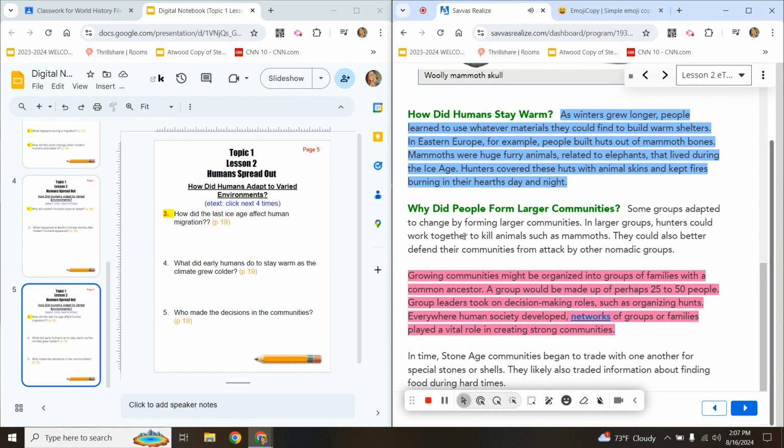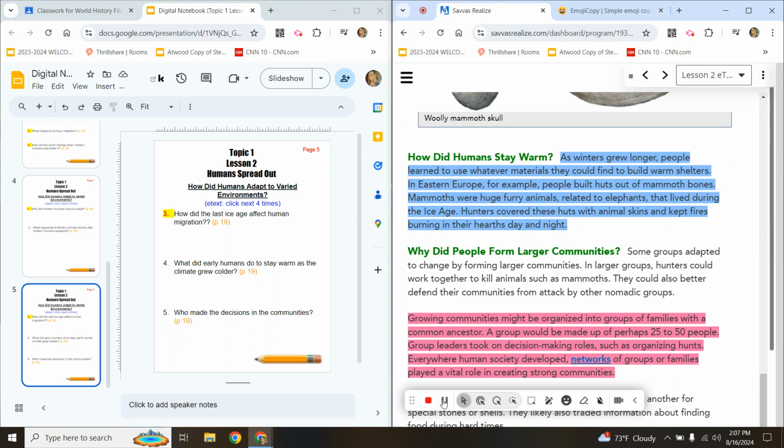How did humans stay warm? As winters grew longer, people learned to use whatever materials they could find to build warm shelters. In Eastern Europe, for example, people built huts out of mammoth bones. Mammoths were huge furry animals related to elephants that lived during the Ice Age. Hunters covered these huts with animal skins and kept fires burning in their hearths day and night.